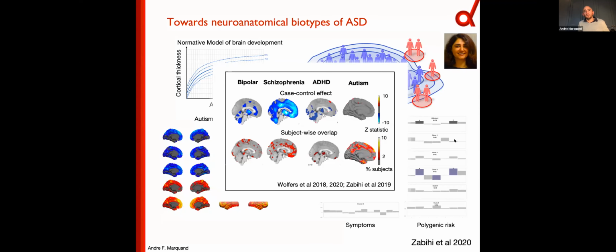Just to note that we've done this in lots of different disorders, in ADHD, schizophrenia. I don't have time to talk about them all, but a similar theme emerges throughout all of these different applications.